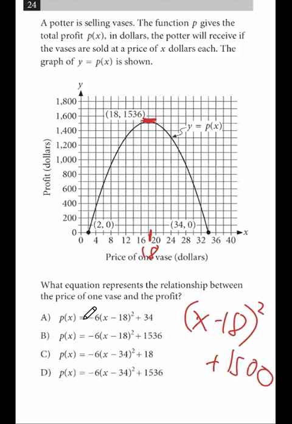So in this case, A is plus 34, which is not what we need. B is correct. C and D both have a different slope or a different point for the intercept, so neither of those is correct. So the correct answer is B.